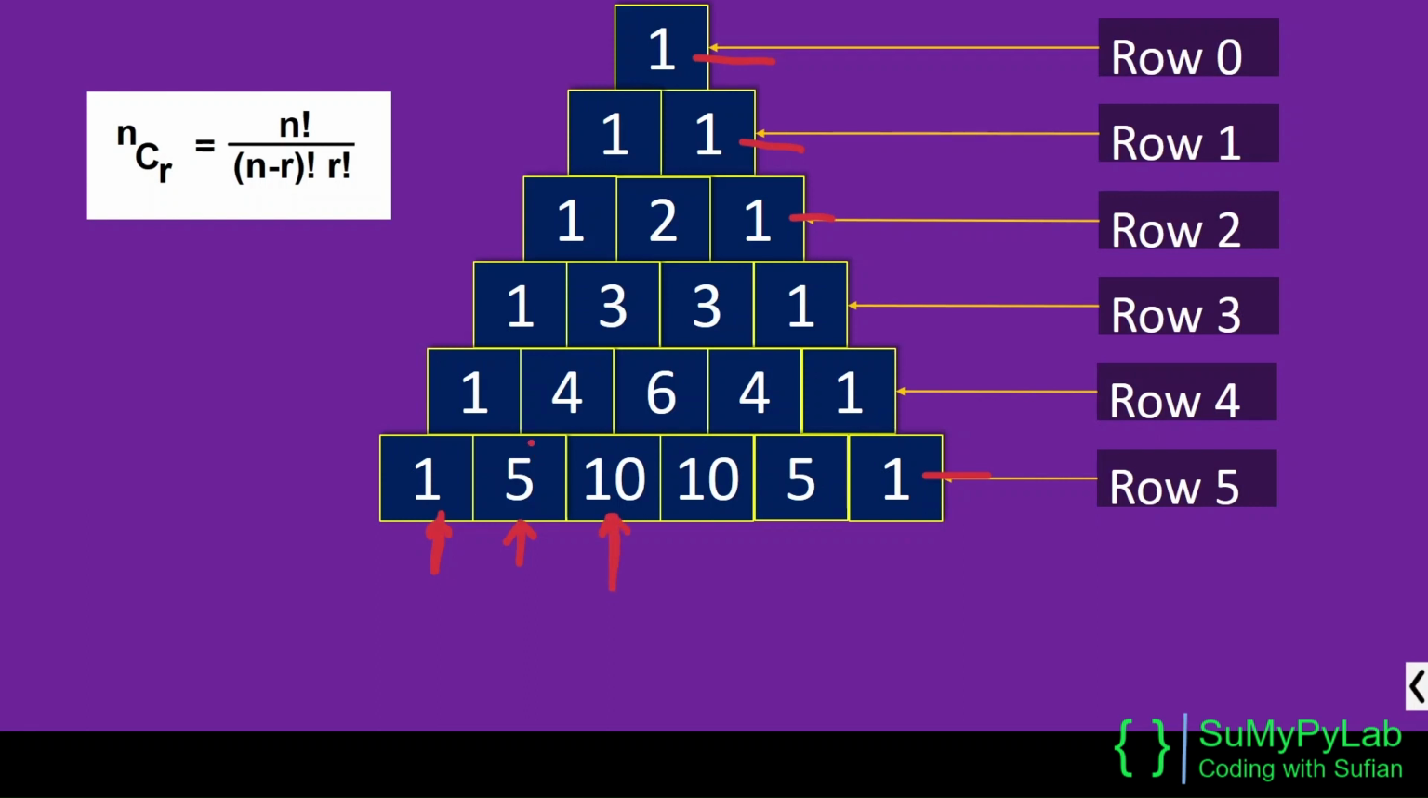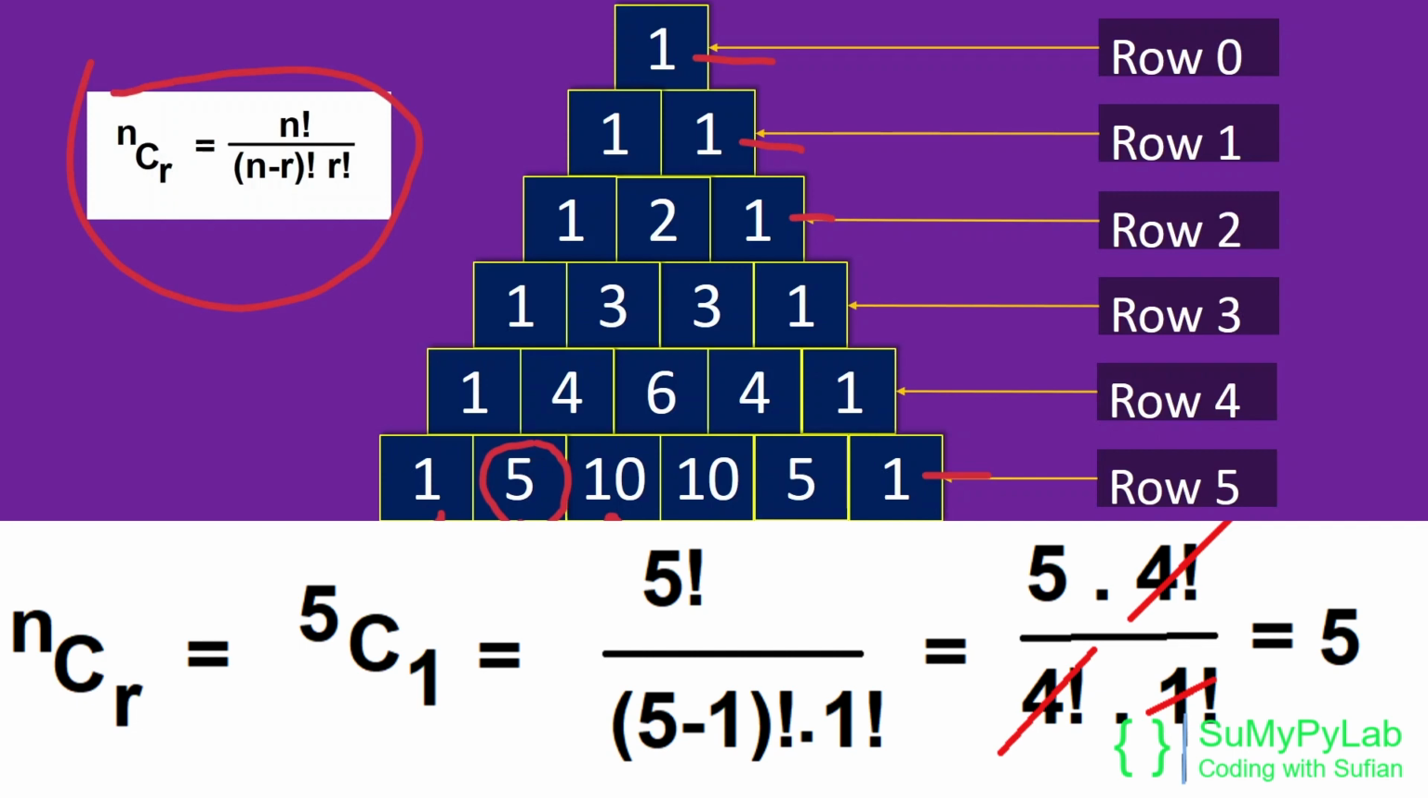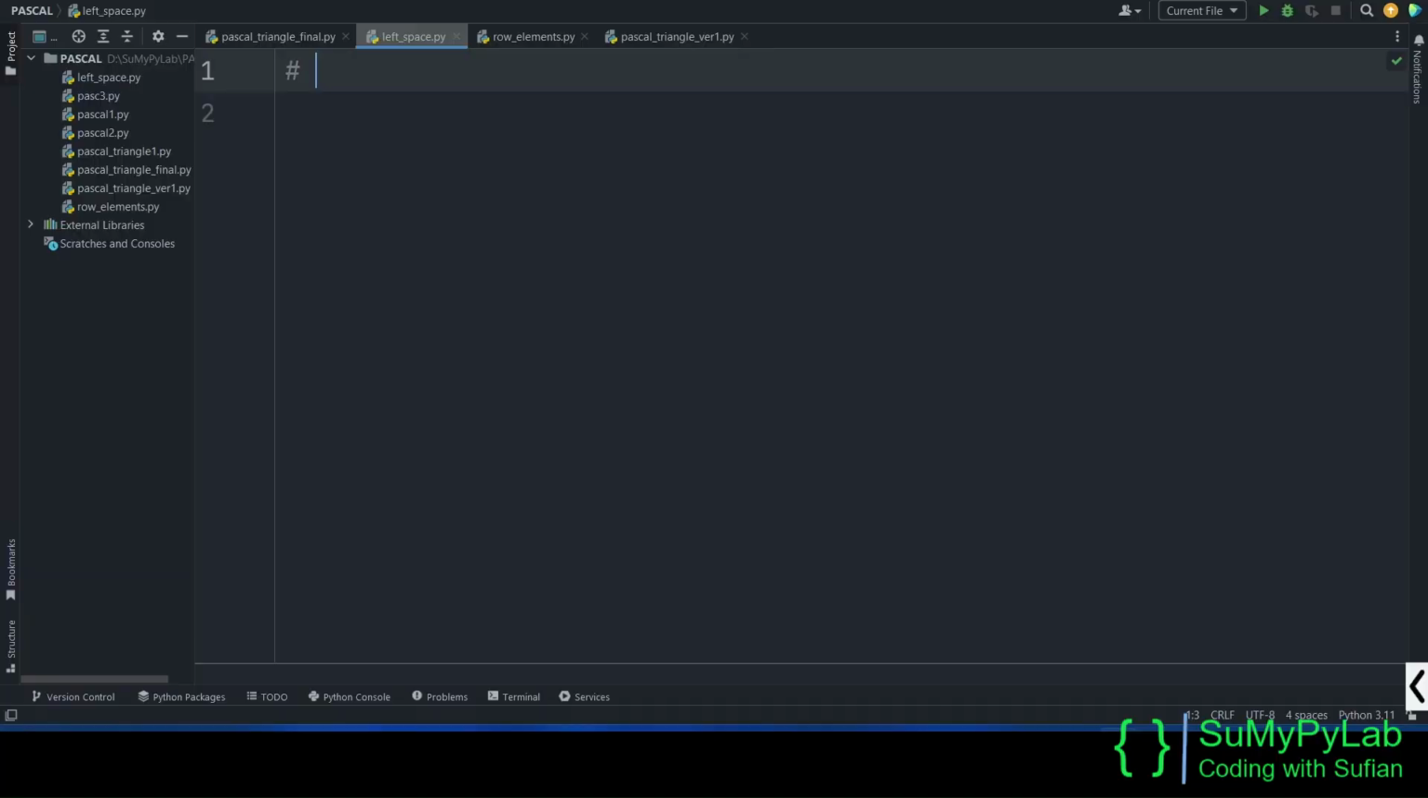Let's check how we get this 5 using the nCr formula. And here is the mathematical solution. That's how we get this 5. Other numbers are also found in a similar way. Now we will try our hand with actual coding in Python.